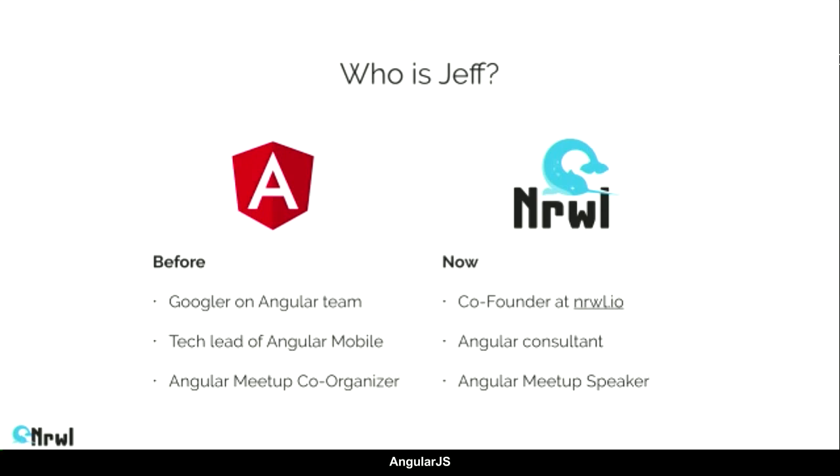So who am I really quickly? I used to be on the Angular team. Now I'm co-founder at narwhal.io, which is NRWL, not the normal spelling of narwhal. I used to be tech lead of Angular Mobile, and now I'm an Angular consultant. I used to help organize this meetup, and now I am a speaker at this meetup. So everything is full circle.